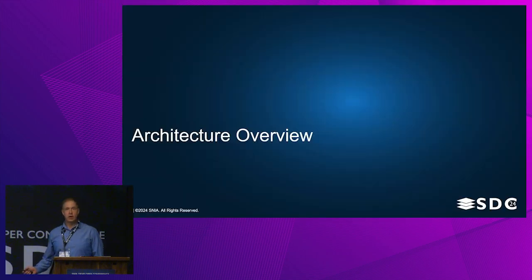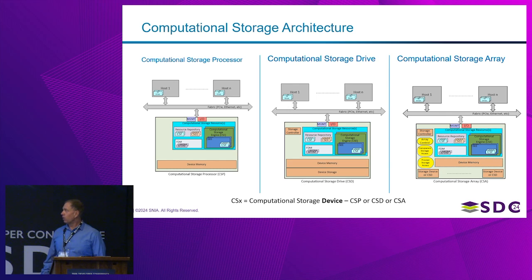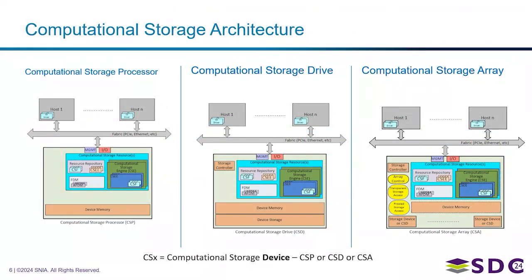All right, so let's take a look at the architecture, make sure that we're all on the same page. So SNIA has defined three different architectures for computational storage. On the left-hand side, we have the computational storage processor, and this is a device that has computational storage resources, but does not have any device storage. So it sits on the fabric, it can perform offload, it can perform computations, but it doesn't have the ability to store any data, it doesn't have any persistent media. So computational storage processor is abbreviated CSP.